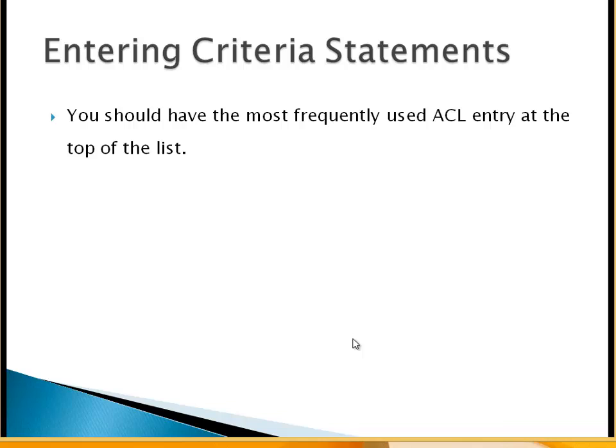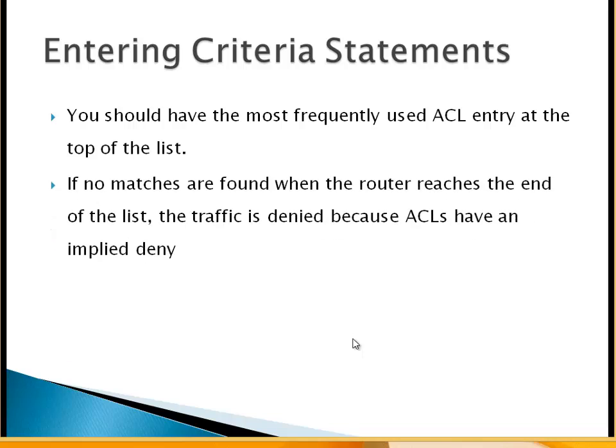So, entering criteria: you should have the most frequently used ACL entry at the top of the list. If no matches are found when the router reaches the end, the traffic is denied, because remember, we have that hidden command, the implicit deny.